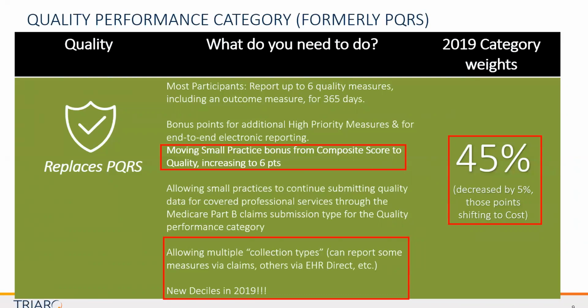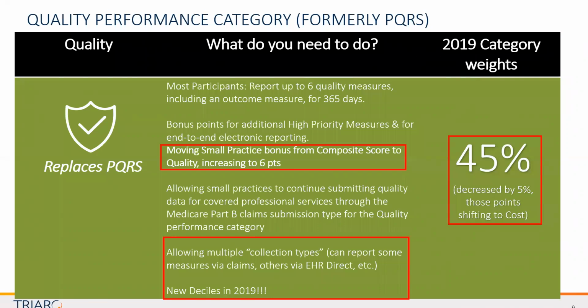So in the quality performance category, this is the one that replaces PQRS. This is where you report up to 6 quality measures. You have to include an outcome measure. The reporting period is 365 days. The bonus points are for additional high priority measures and for end-to-end electronic reporting, right? That's one of the attractions for using our dashboard and submitting that CAT3 file at the end of the year. You get to count end-to-end electronic reporting, a bonus point for each measure.